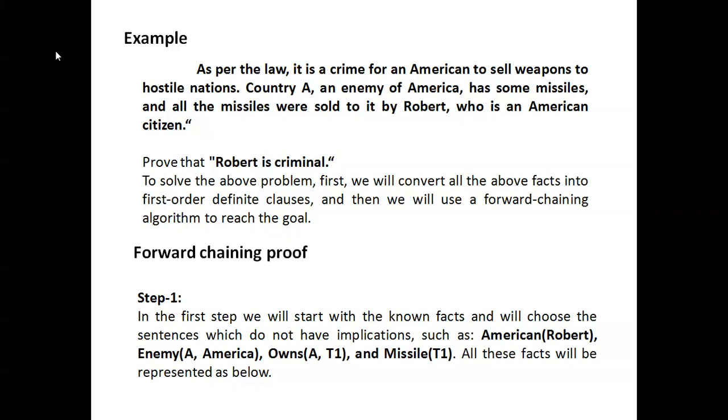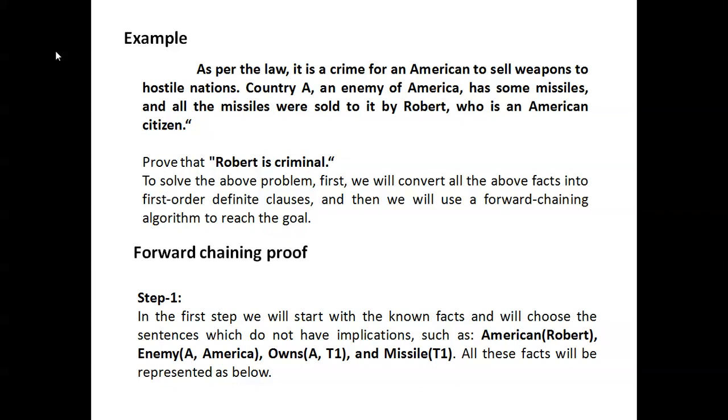Example for forward chaining. As per the law, it is a crime for an American to sell weapons to hostile nations. Country A, an enemy of America, has some missiles, and all the missiles were sold to it by Robert, who is an American citizen. Prove that Robert is a criminal. To solve the above problem, first we will convert all the above facts into first order definite clauses, and then we will use a forward chaining algorithm to reach the goal.